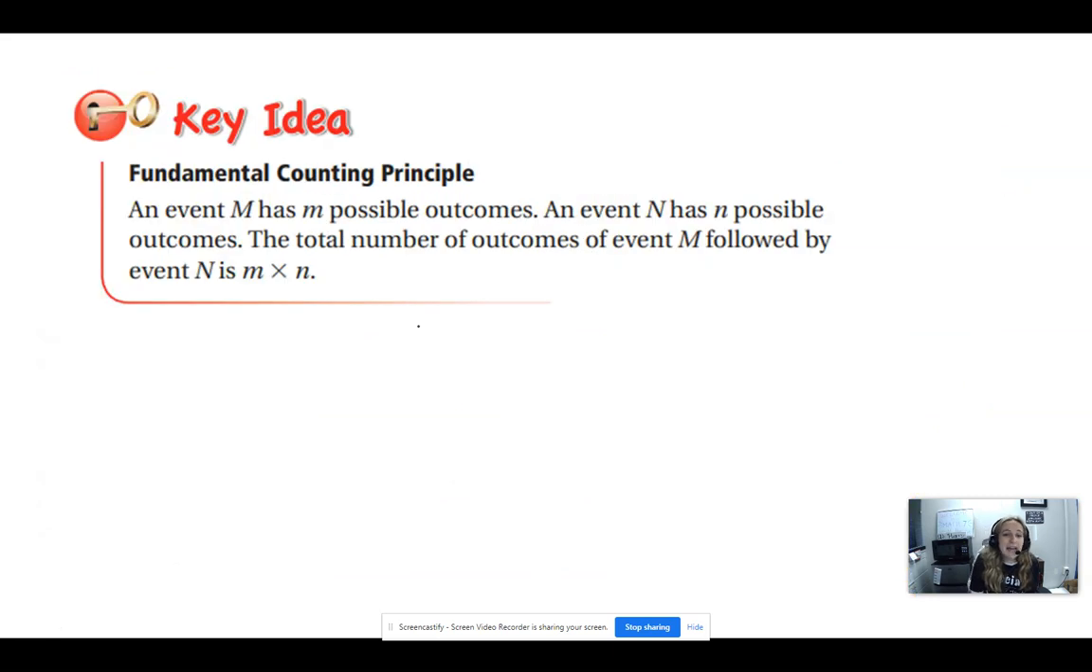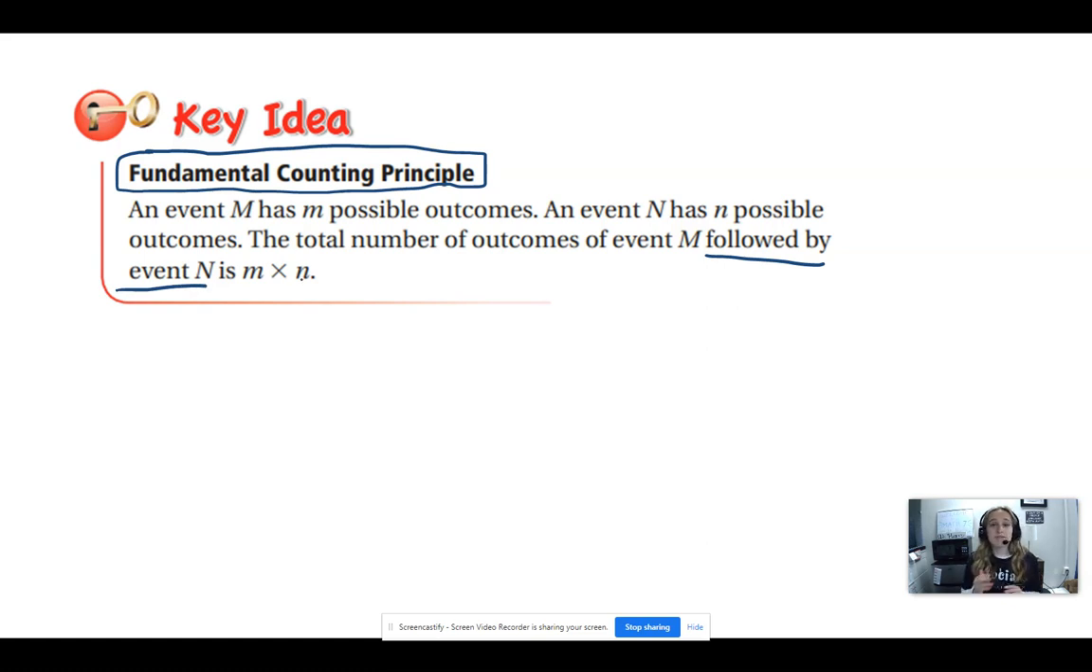This is a key idea, the fundamental counting principle. I would like you to write this down. Here's the formal probability language. An event M has m possible outcomes. An event N has n possible outcomes. The total number of outcomes of event M followed by event N is m times n. So this is the fundamental counting principle. Make sure you have this down in your notes, and when you're ready, click play.